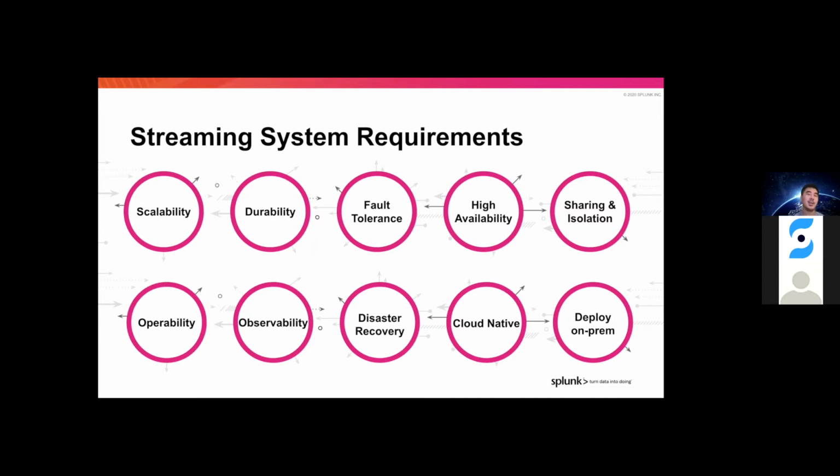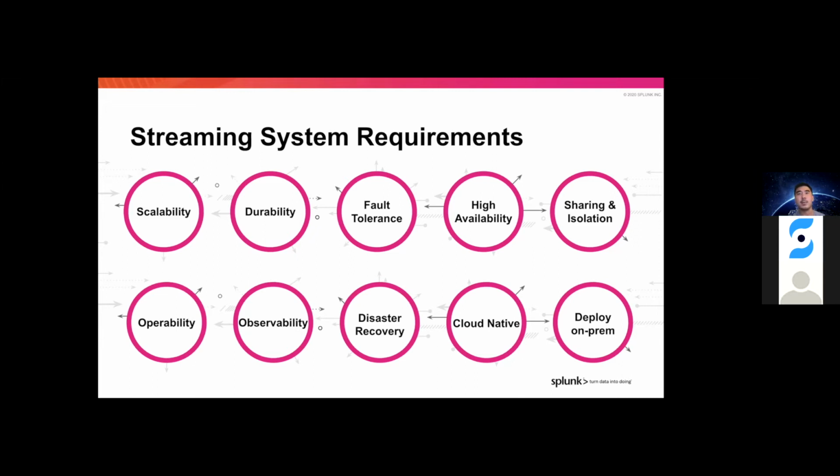Observability is very important as well. We want to observe how our platform is doing, how certain aspects of the platform are behaving, and most importantly, if there is an issue, we want to be able to debug it in a very timely manner. That's why observability is so important for this platform.